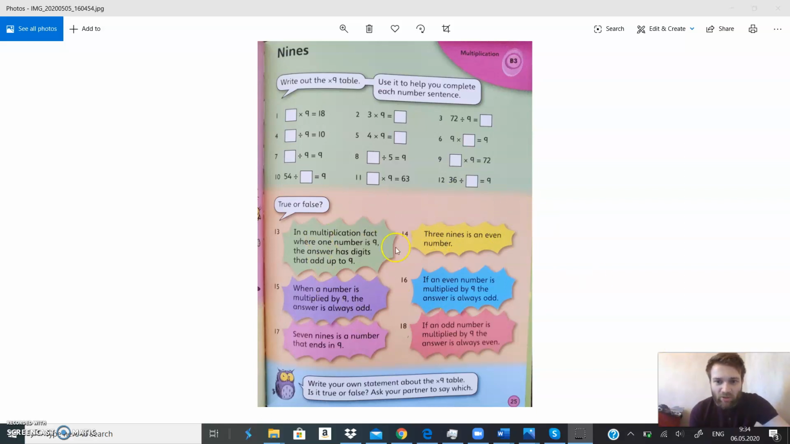Just go through those sentences, try to answer true or false, and then you can write your own statements about the 9 times table. And if you manage to do one of those, for everyone else to guess if it's true or not, you can put it in the comments on the Google Classroom page.